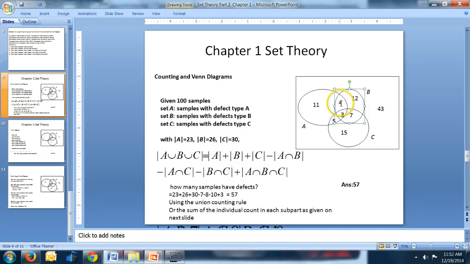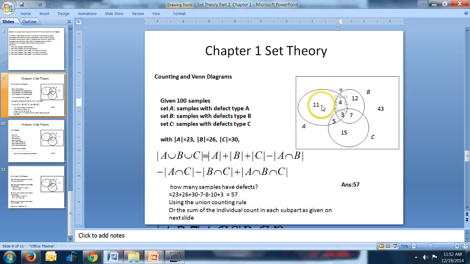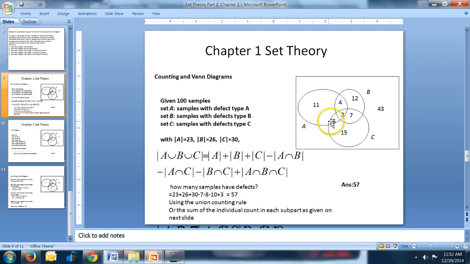So in order to identify that, we subtract 3 from 7 and we get 4 in here. So those 4 actually have exactly A and B, not C. All right. Now we come over here and do the same thing. Between A and C, we were given that 8 items have A and C. But now we get this 5 by subtracting 8 minus 3.